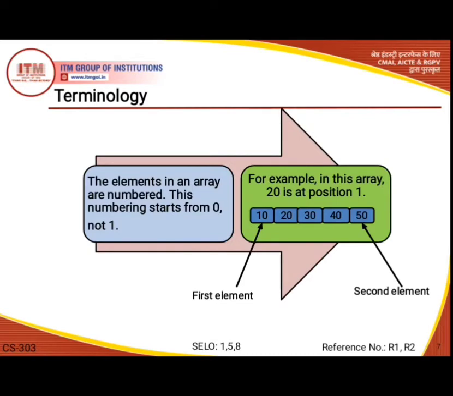Here you can see that terminology is defined as the elements in an array which are numbered, and this numbering starts from 0, not 1. Basically, here the total number of elements in an array is expressed in the form of length. So in this example, the length of the array is represented as 5. When we use length, then in brackets we will just write 5. So it represents the 5 elements, the length.